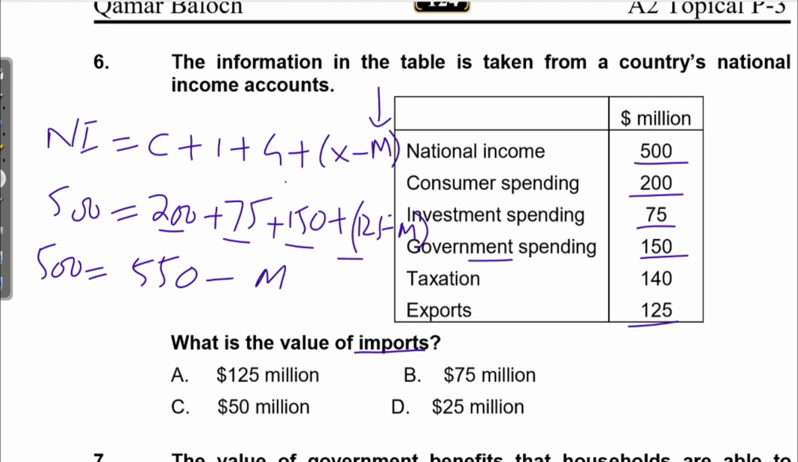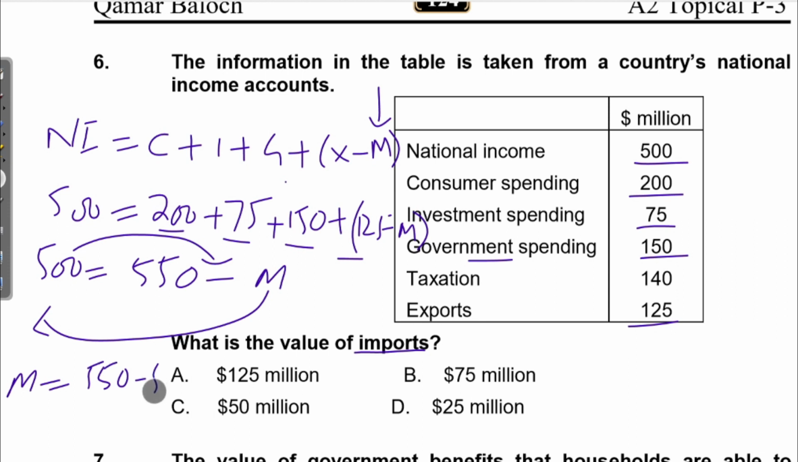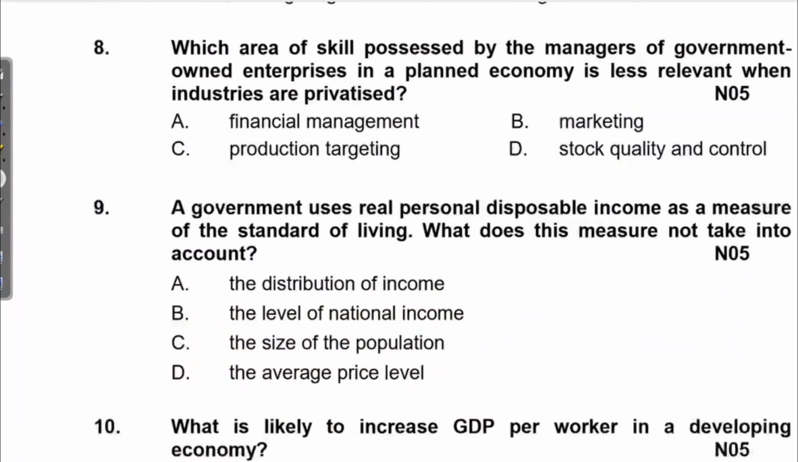And now if we move M to the other side of the equation, it will become a positive value, and 550 is already on the right hand side. Now if we move 500 to the right hand side of the equation, it will be minus 500. So imports is equal to $50 million. Since all values are in million dollars, we will choose option C, that is $50 million. And now moving to one more question.